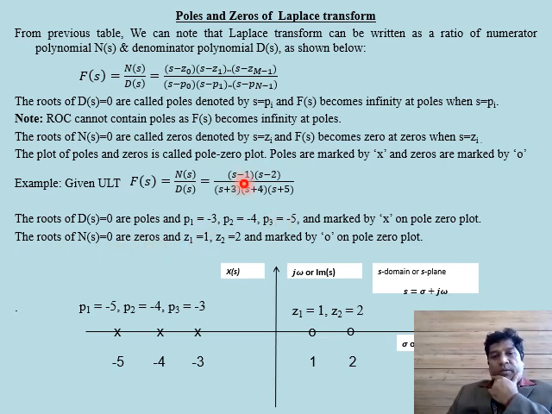Therefore z1 will be 1 and z2 will be 2, and we can mark these poles and zeros on the graph sheet. This is called the pole zero plot. We mark z equal to 1 here and z equal to 2 here, and the zeros are marked using a small circle or a dot, and the poles are marked by a cross or an x symbol. Here we have marked these three poles. This diagram is called the pole zero diagram or pole zero mapping.